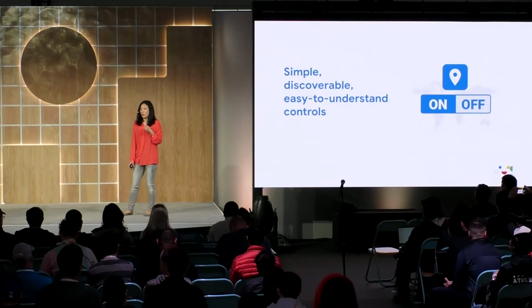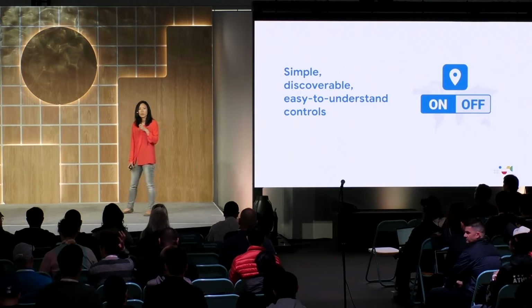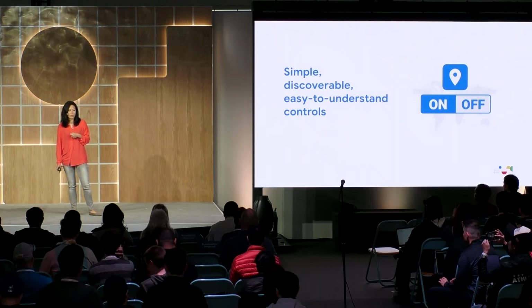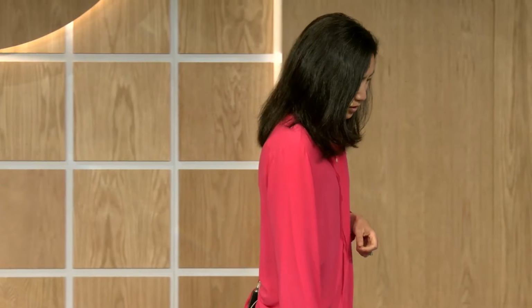As a user, you want to be in control of your data, and you only want to share location with apps when it makes sense. We want to provide simple, discoverable, and easy-to-understand controls to users so they know what apps have access to their location and whether it's on or off. We'll talk in this session about how we're bringing more control to users about when apps can access their location.